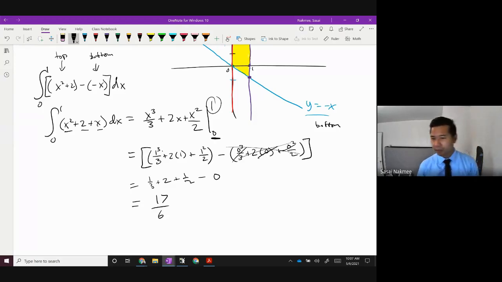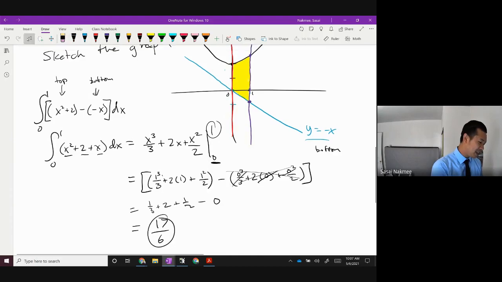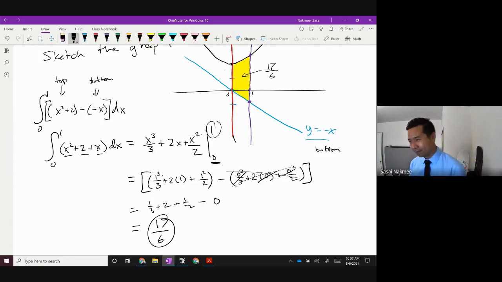I could be wrong. Oh, thank you, Monica. I could just look over at the chat. You guys have these answers for me. But yeah, that's your answer. Ta-da! The area that's in this shaded region is approximately 17 over 6 units squared. That's it. Not too bad, right?